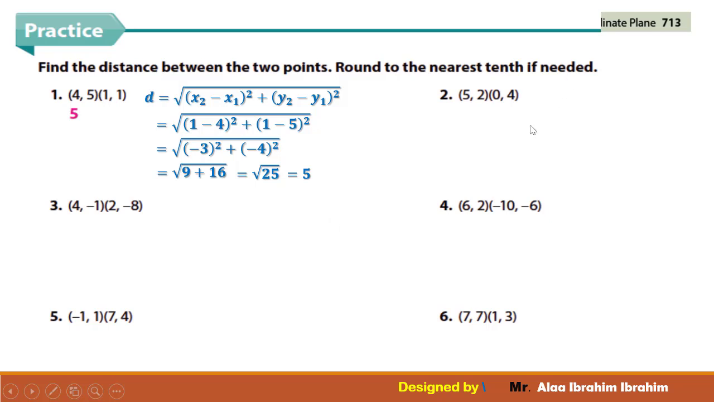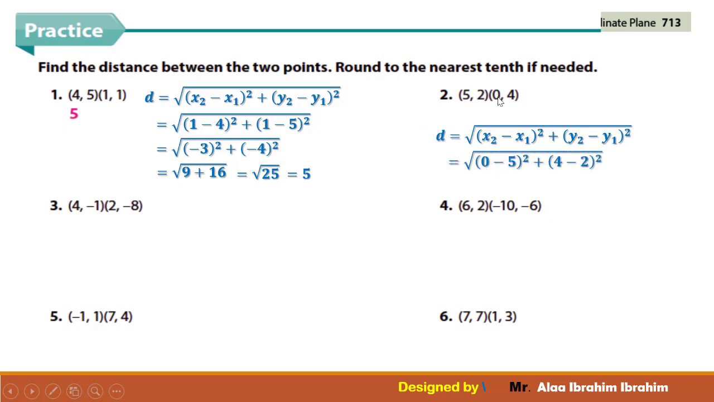Now we're going to another example. But please concentrate on your signs. If you have a sign, you have to put it. Okay? Don't be lazy. You have to write all your signs to have the correct answer. Now the second pair of points, 5, 2 and 0, 4. So I write 0 minus 5, 4 minus 2 under the square root and power 2, like this. So this is your formula.